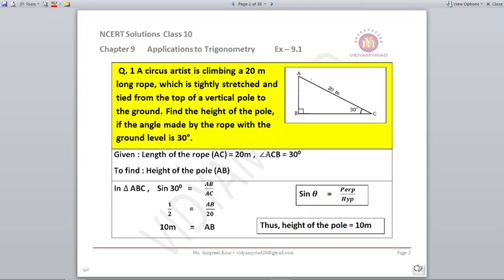That is 1 by 2 is equal to AB upon AC. AB will remain as AB because we have to find it out, and AC is given to us as 20. So just cross multiply, you will get AB as 10 meters, which is the height of the pole.